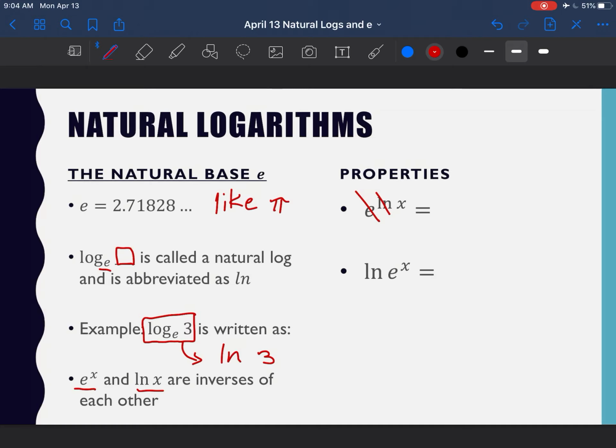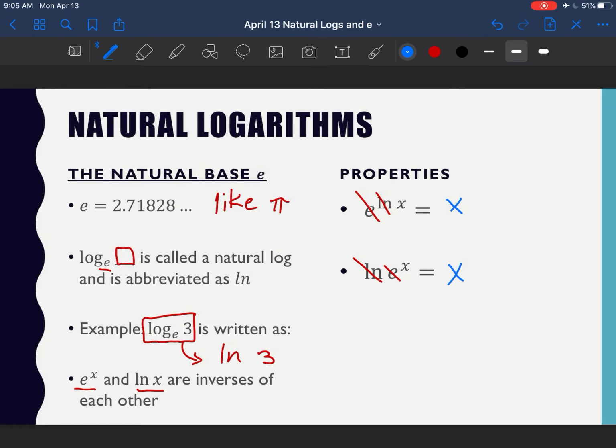So whenever e and ln are next to each other, they cancel each other out. In the first property, you have e to the ln x. They cancel each other. You just have whatever's left, so in this case, the x. Same thing in the second part of the property. You have ln and e next to each other, so they cancel each other out, and you're just left with x. So they have to be next to each other, nothing in between.